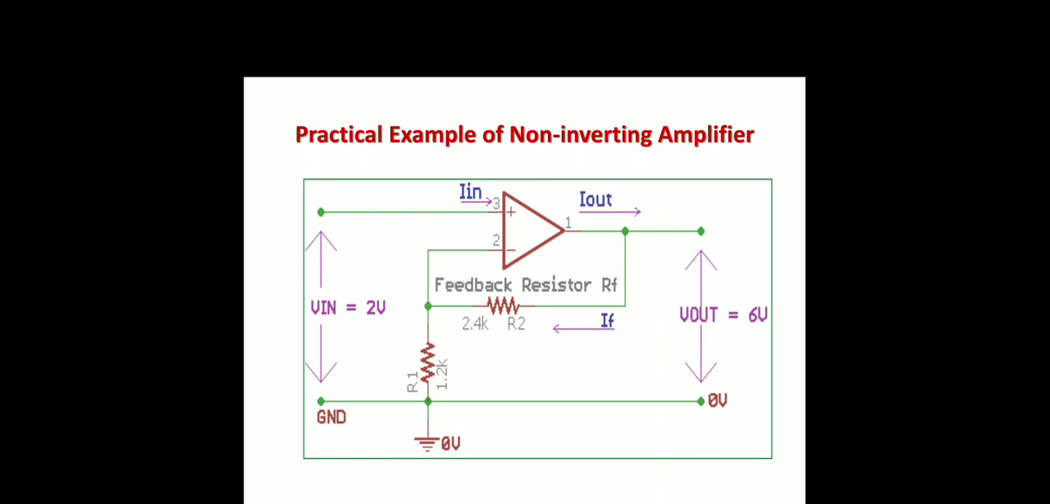I hope you all have understood the op-amp in non-inverting configuration. What is the gain of an op-amp in non-inverting configuration? 1 plus RF upon R1 or 1 plus RF upon Rin, which is the input resistor. RF means feedback resistor, Rin or R1 means input resistor. And for an inverting op-amp, the gain is equal to minus RF upon R1 or minus RF upon Rin. You must remember that. Thank you.